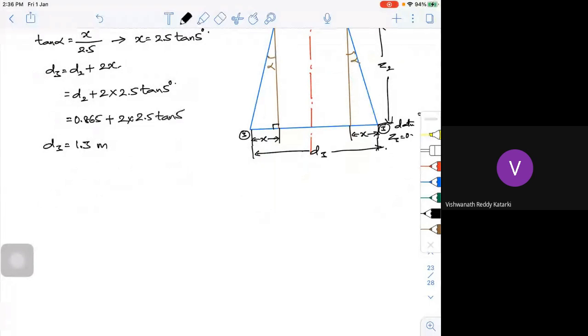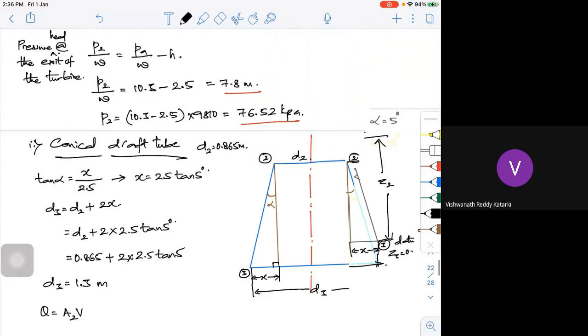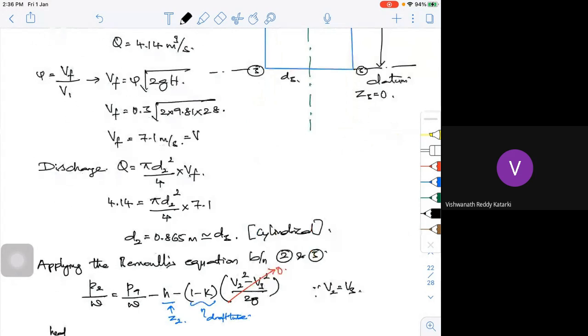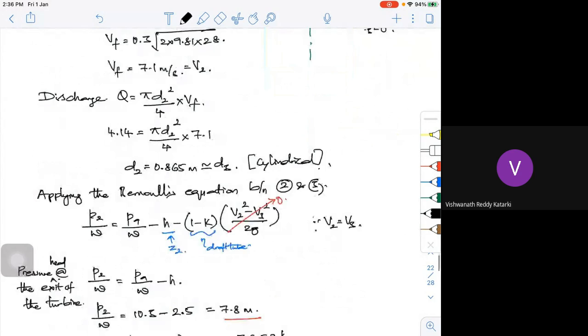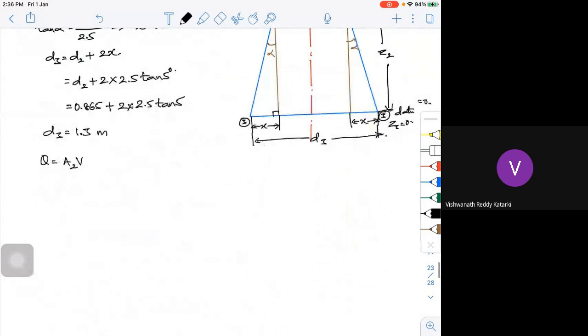Now, what is your discharge? Discharge is given by Q is equal to A2 into your corresponding V2. V2 is nothing but your VF, whatever is there. VF is also equal to V2 because this is at the exit of this particular thing, which is also equal to the velocity of flow. So A2 V2 is equal to A3 into V3.